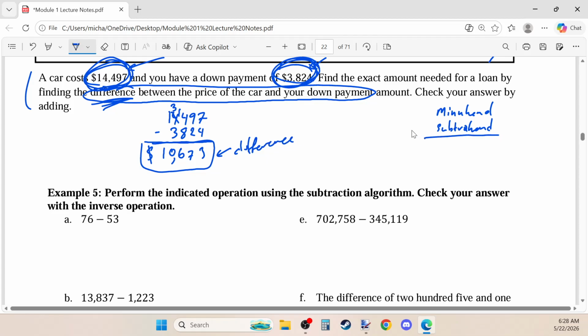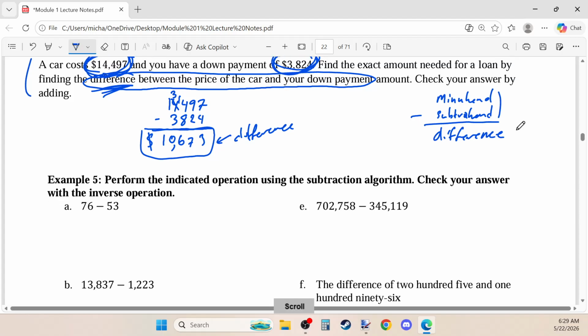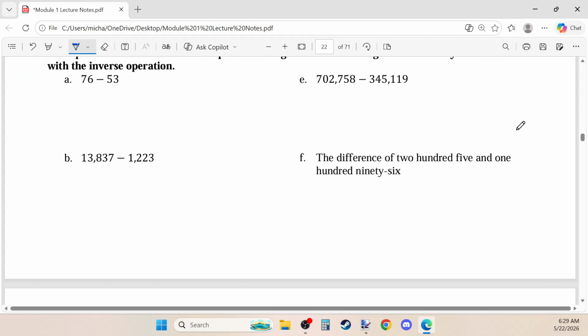So minuend minus subtrahend is the difference. Not that you need to know these vocabulary words, it's just kind of interesting that they exist. Let's do a couple of these together.